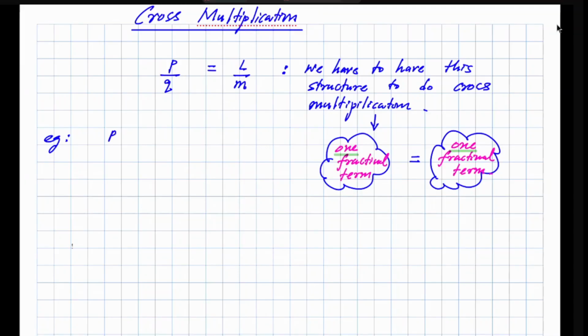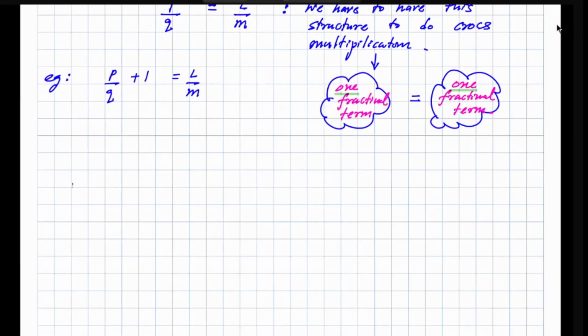If you have p divided by q plus 1 is equal to L divided by m, this is not going to work. Why? Because we are breaking the structure. This side you have one term, but this side you don't have one term, it's just two terms, right? How to deal with these kinds of questions, I'm going to teach you later.